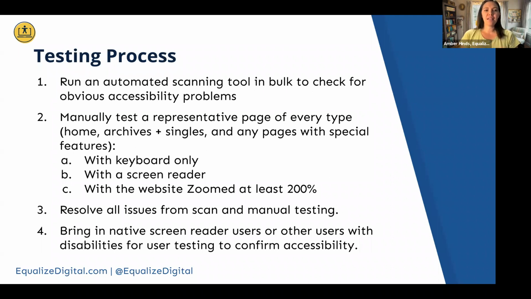The second thing is then we will manually test a representative sample of every type of page that we have. So if it's a home page, if we have archive pages and single pages. What I mean by that is, let's say on a blog, you have your main blog homepage where you can see the list of all the different blog posts or some number of them that have been published. That's an archive page. And then you can click into one of them or navigate into one of them and you get the individual full blog post. That's a single page. So we would do that for every different piece of content that we have that is unique.